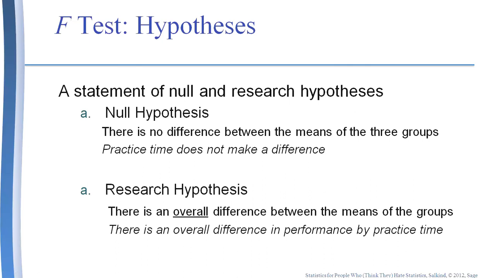So remember that ANOVAs are looking for overall difference, right? So we have to keep in mind what our null and our research hypothesis is for each ANOVA that we run. So a null hypothesis for an ANOVA usually reads something like, there is no difference between the means of my X number of groups. A research hypothesis is that there is an overall difference between the means of the groups. So sticking with the practice time example, practice time does not make a difference for swim time, or alternatively, there is an overall difference in performance based off of their practice time.